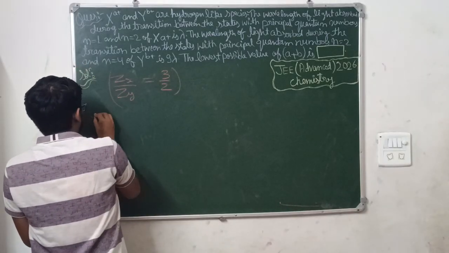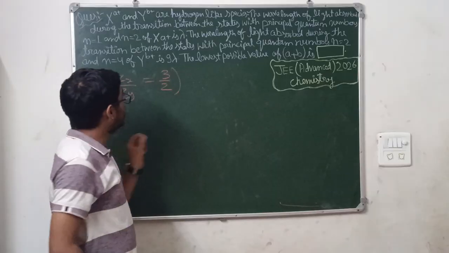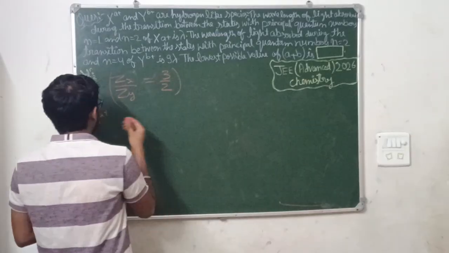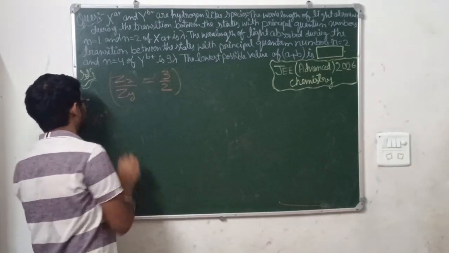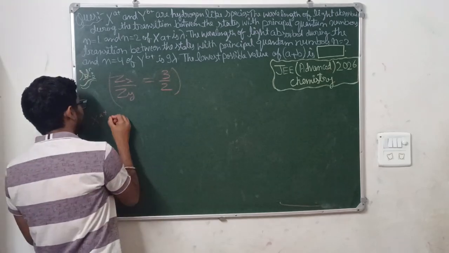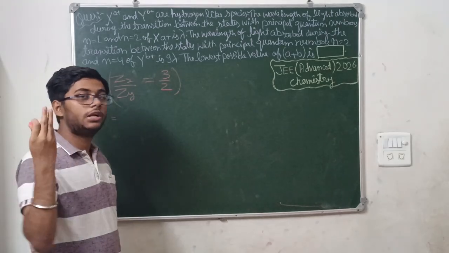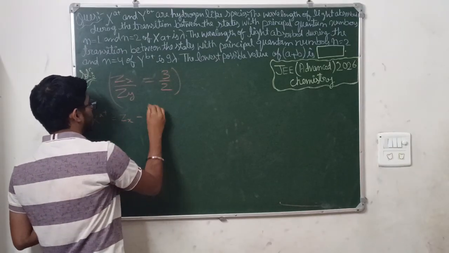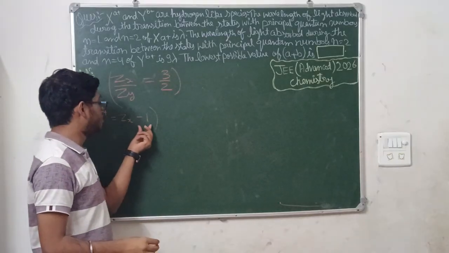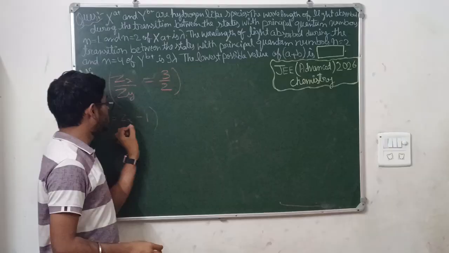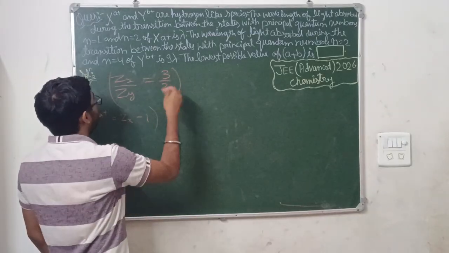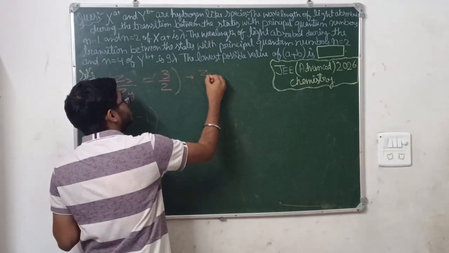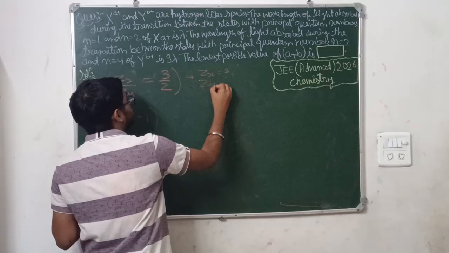For X^a+, this is a hydrogen-like species, so we need to find the charge on this X atom. For hydrogen-like species, for X^a+, what would be the charge? It would be Zx minus 1, because a plus is there. If plus is there, you need to do minus 1; if there was a minus, then you need to do plus 1. And for the minimum possible values, Zx should be 3 only and Zy should be 2 only.